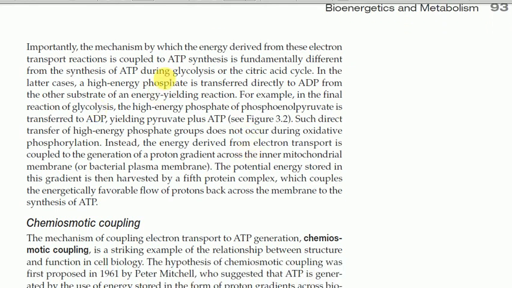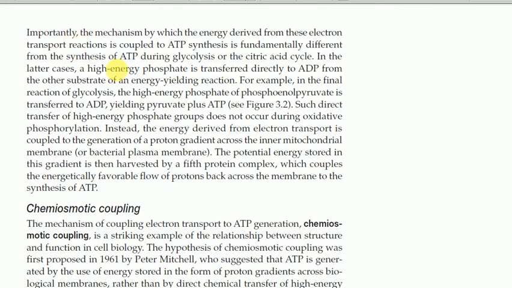Now importantly, the mechanism by which energy is derived from this electron transport reaction and coupled to ATP synthesis is fundamentally different from synthesis of ATP during glycolysis or citric acid cycle. Kwa hiyo lazima ujue hiki kitu kwamba tunavyotengeneza ATP kwenye electron transport chain ni tofauti na kutengeneza ATP kwenye glycolysis au kwenye Krebs cycle.